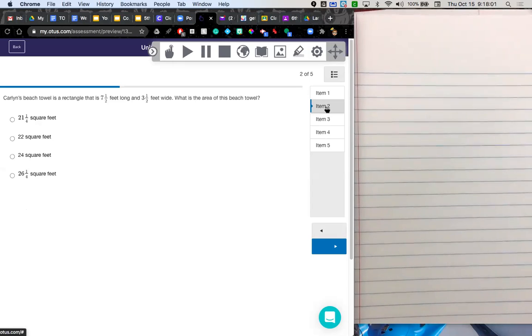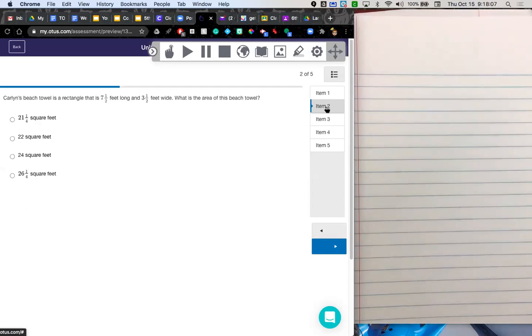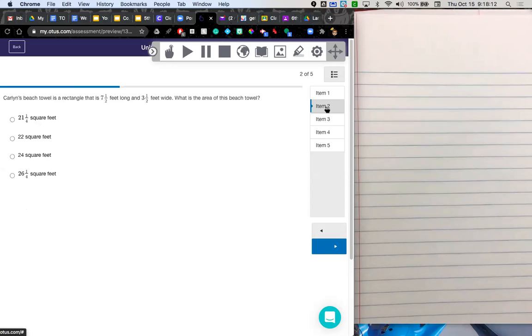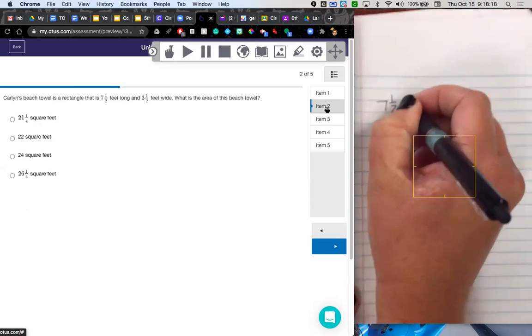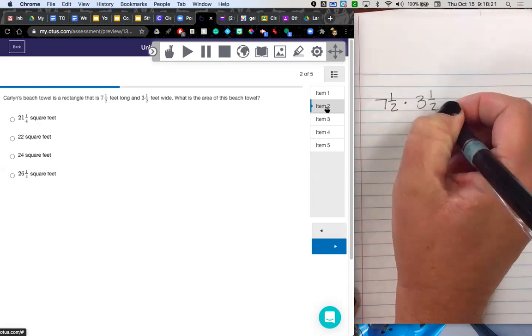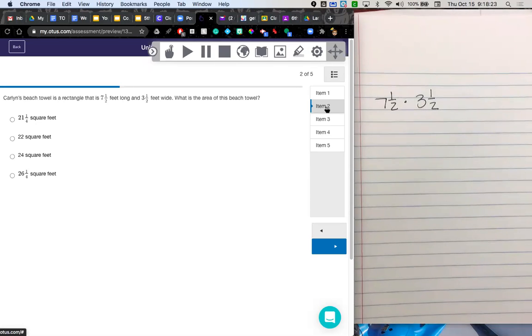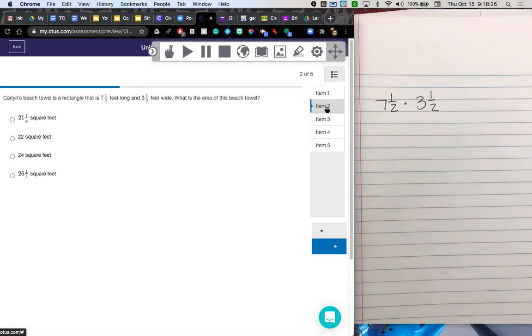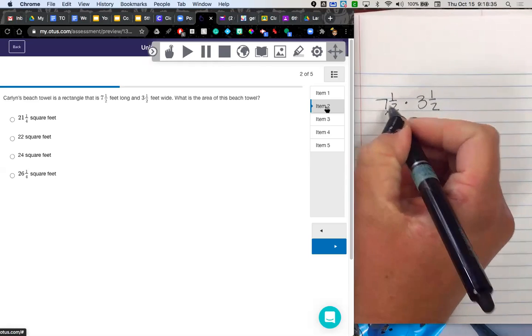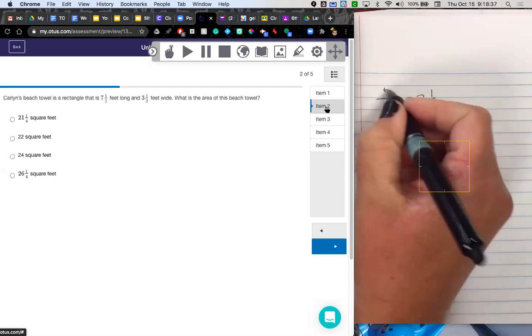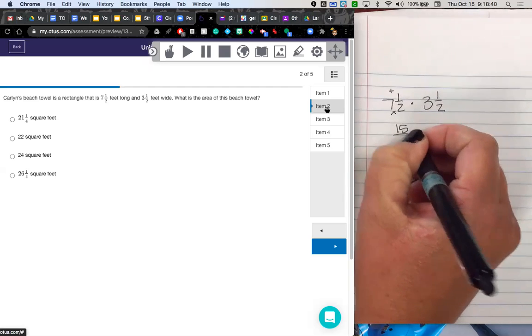Okay. Carolyn's beach towel is a rectangle that is 7.5 feet long and 3.5 feet wide. What is the area? We should know that to find area, we multiply, right? To find area, we multiply. So I have 7 1/2 times 3 1/2. Can I multiply those the way they look now? No. What do I need to do to them? Make them fractions greater than 1. So 2 times 7 is what? 14. Plus 1? 15. So that's 15 over 2.